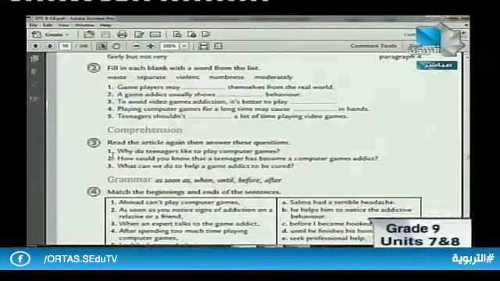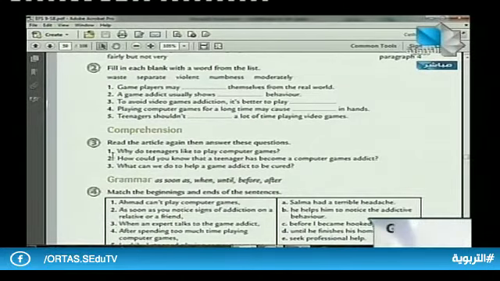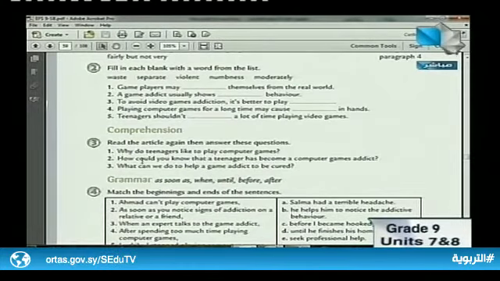In exercise 3, we have 3 questions, Ms. Lama. Let's take question number 1. Why do teenagers like to play computer games? As we said, they find it entertaining, interesting, and attractive. Good. So that's why. We can take it from the text itself. The second question, please. How could you know that a teenager has become a computer games addict?